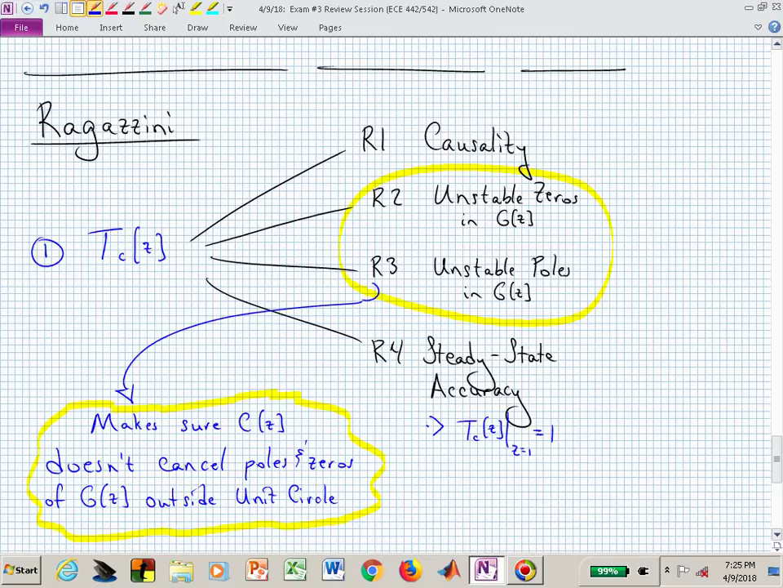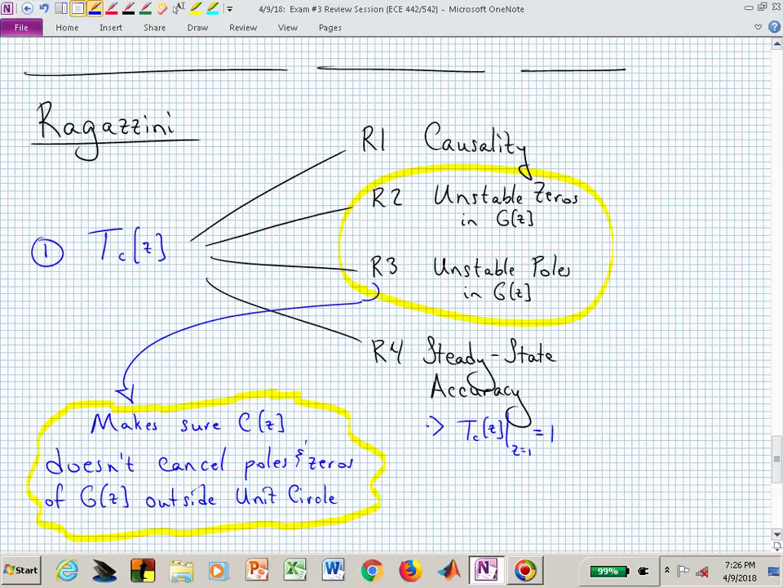Either you set up restriction 2 and restriction 3 wrong or you have an algebra mistake. Restriction 2 and restriction 3 are supposed to guarantee that C of Z will not cancel any unstable poles and any poles and zeros outside the unit circle. So as a check, if you now are looking and you go, oh, wait a minute, C of Z is canceling a pole at 3.5. Whoa, that shouldn't have happened. Then I would say on the exam, I've made a mistake. Either I've calculated something wrong or something is wrong.